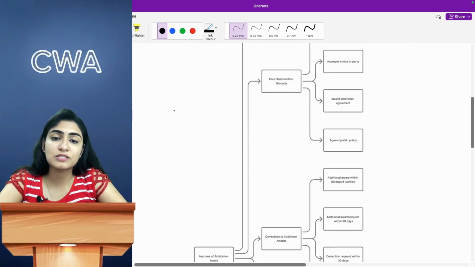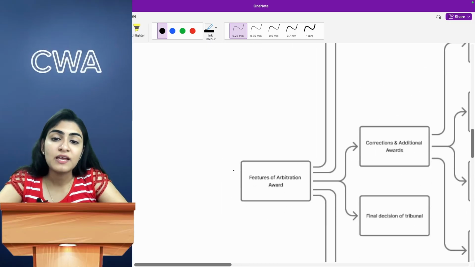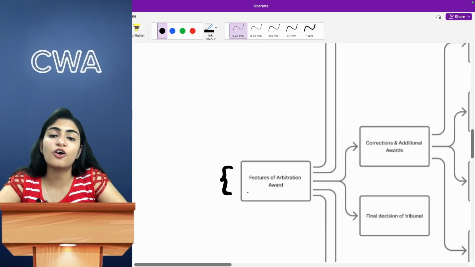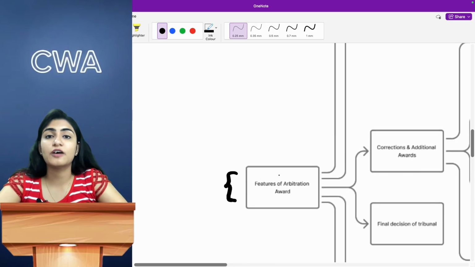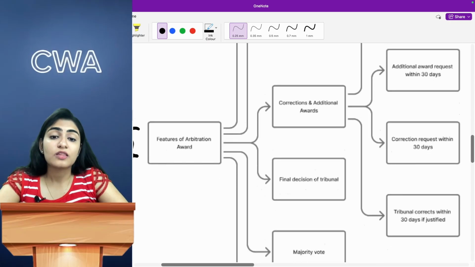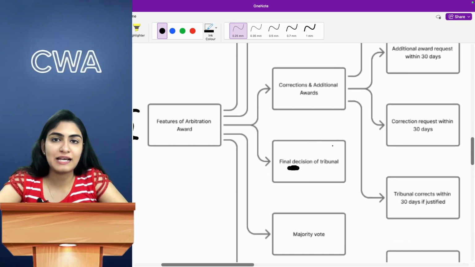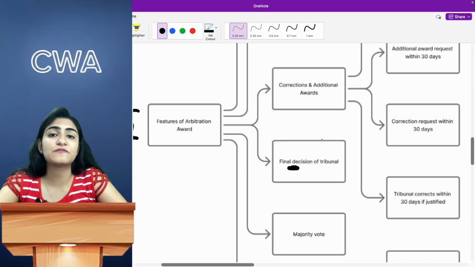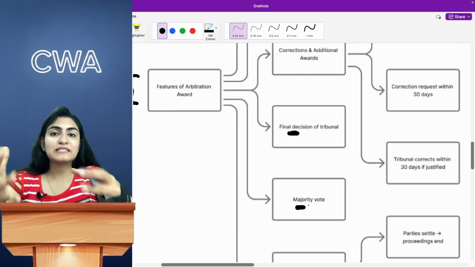Now, how does this work? How does an arbitration award work? Let's discuss the features of an arbitration award. I hope it's clear enough. So let's discuss the features of an arbitration award. The first one is that it is a final decision of the tribunal, as we just read, that it is final and binding. How do they come to this final decision?